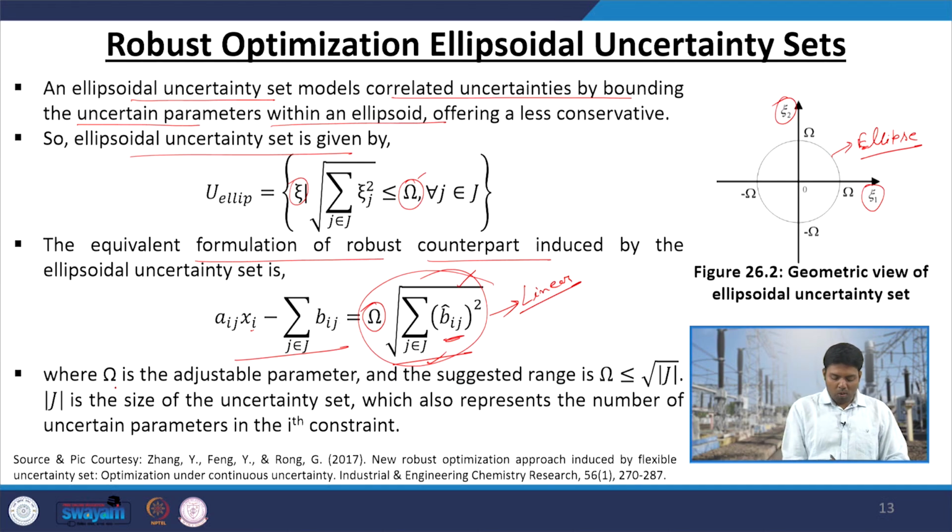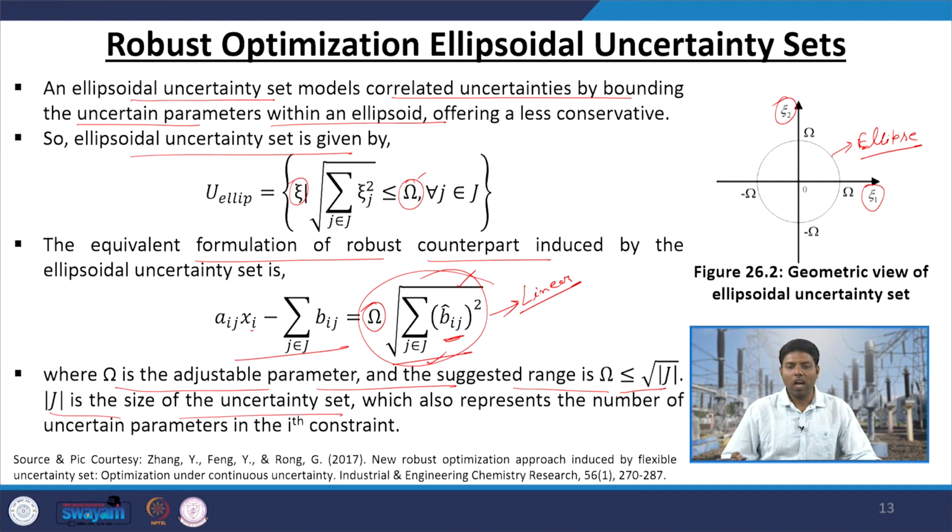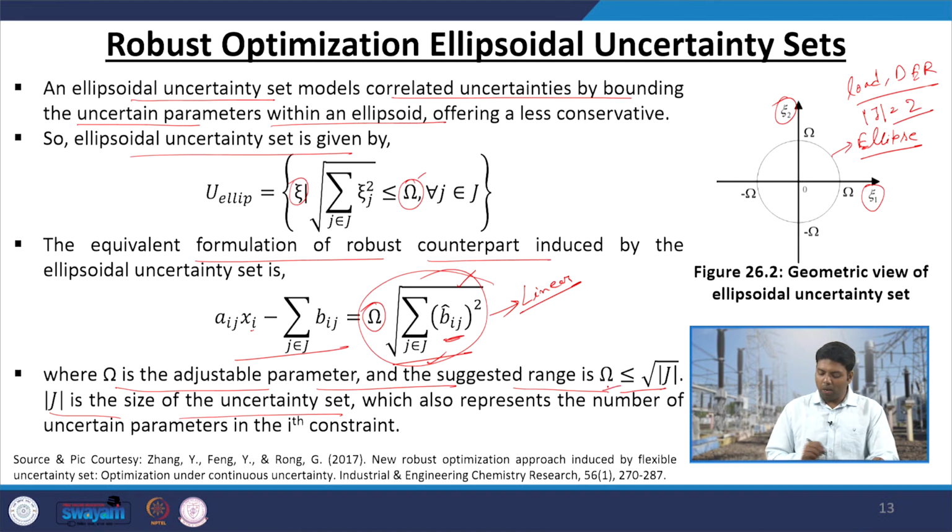So this omega is the adjustable parameter, and the suggested range is less than or equal to the square root of mod of J, where mod of J is the size of the uncertainty set. That means how many variables you have in your problem that are uncertain. So if you have only load and d as uncertain, then your mod of J is equal to 2. Depending upon that, you can choose your omega value less than or equal to 2. That means it will be either 1 or 2, or any value in between.